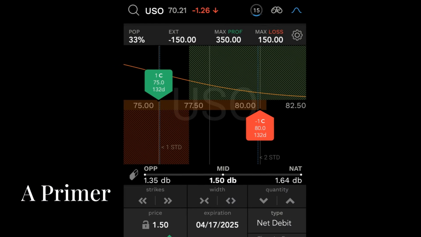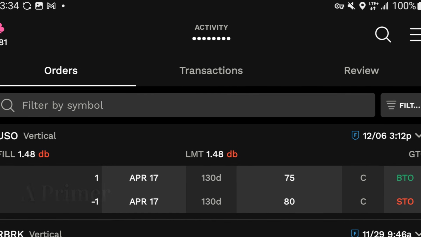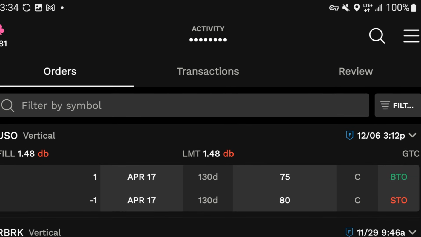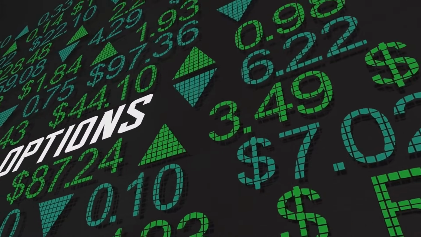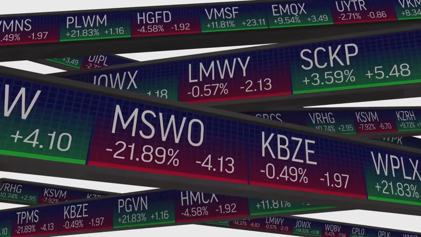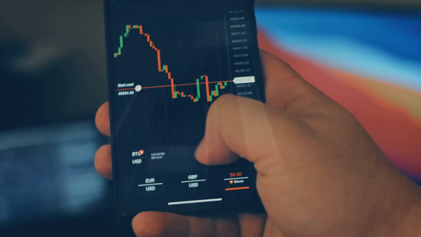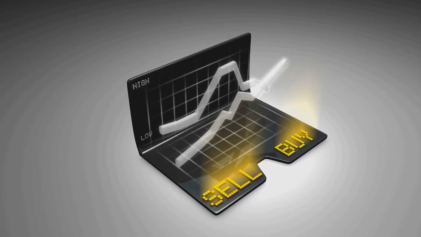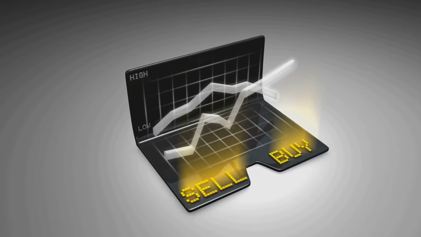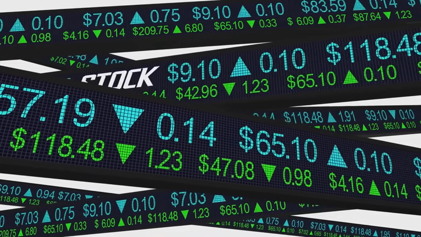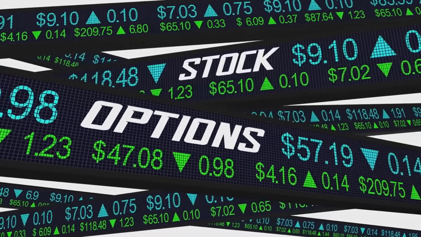Let's get started. A bull call spread is a bullish option strategy. Traders use it when they expect a moderate price rise. It involves buying and selling call options with different strike prices. Buy one call option with a lower strike price and sell another with a higher strike price. The bought call gives you the right to purchase at the lower strike price. The sold call offsets the cost and defines your profit potential.